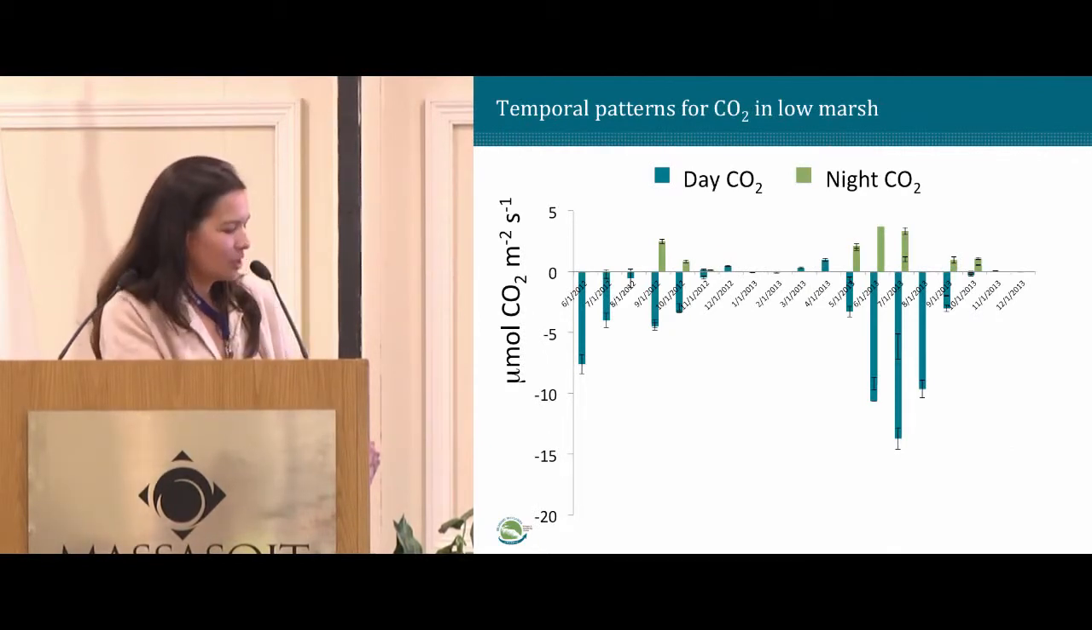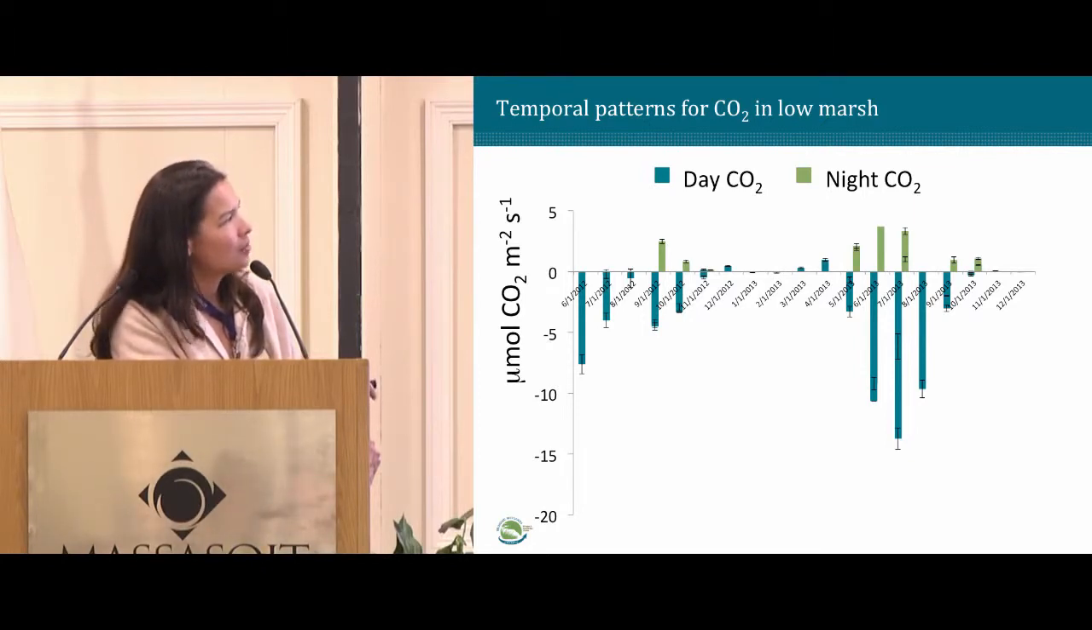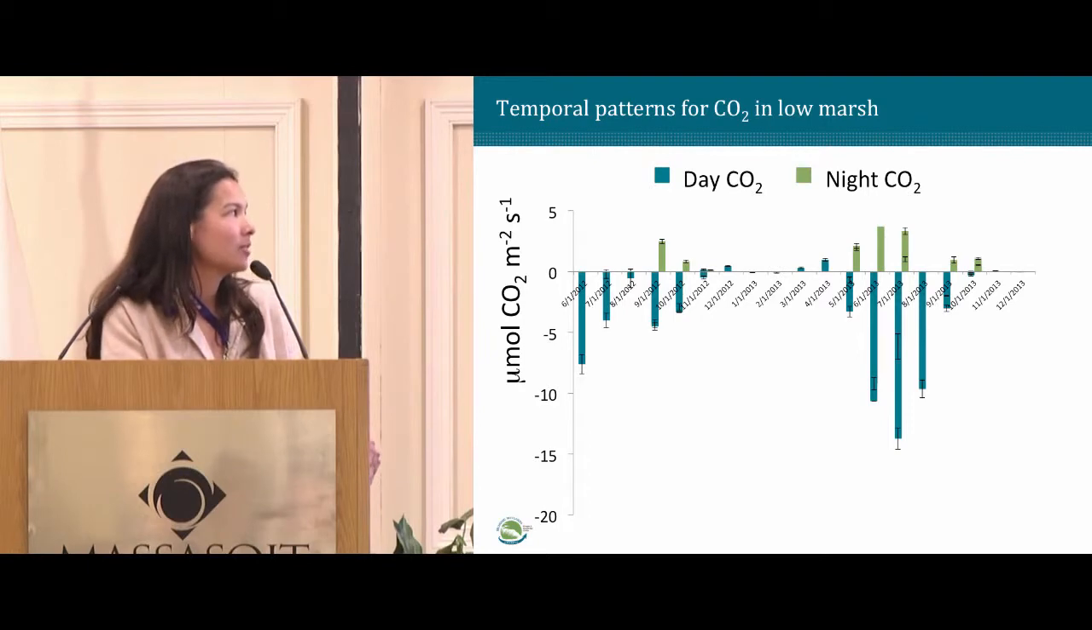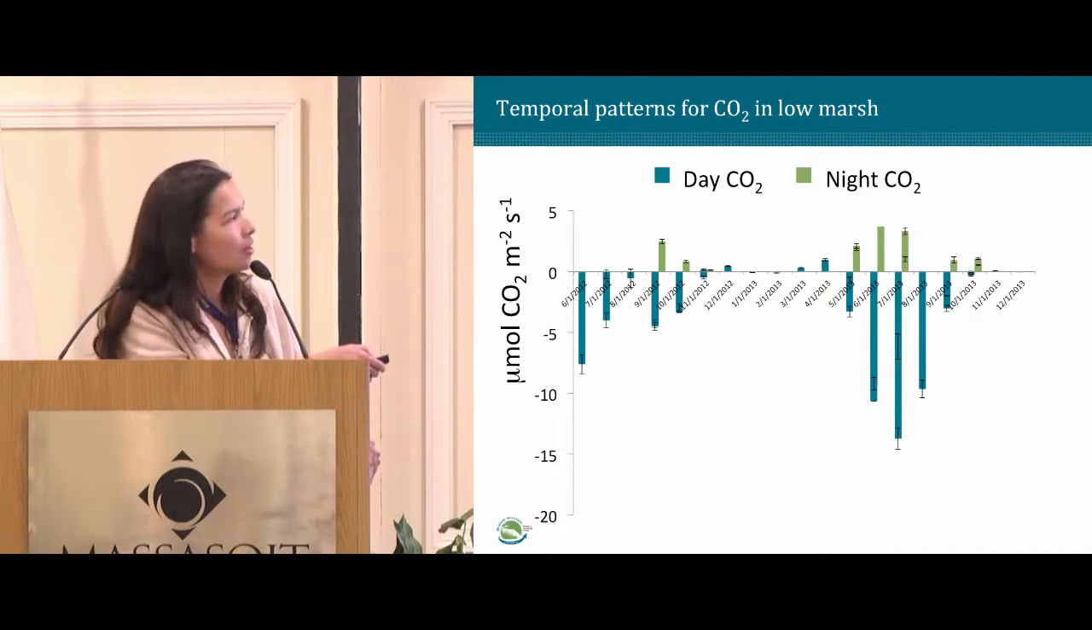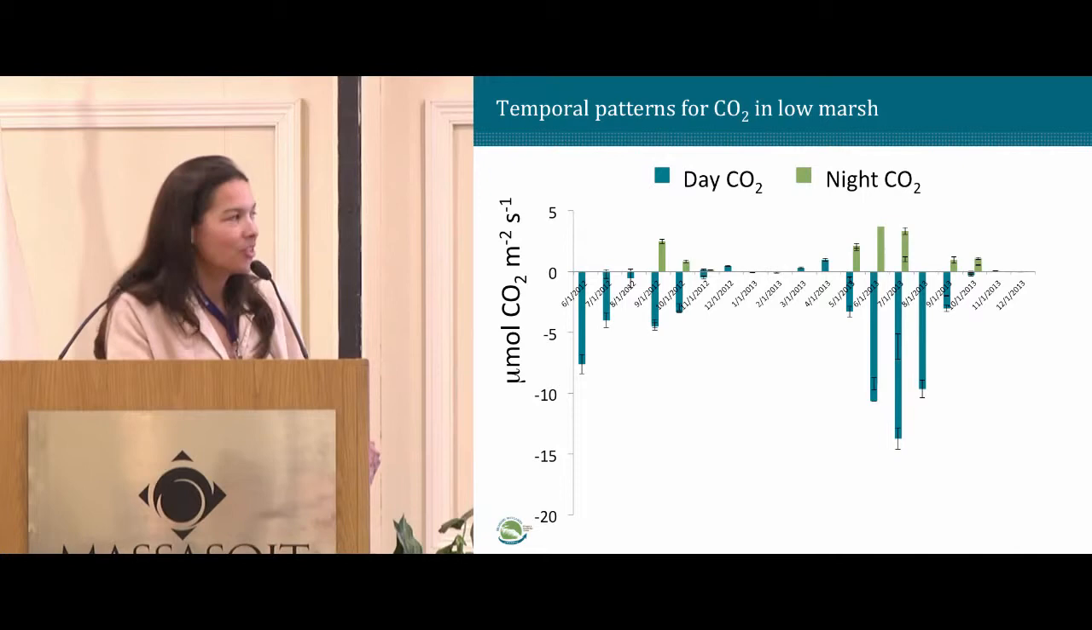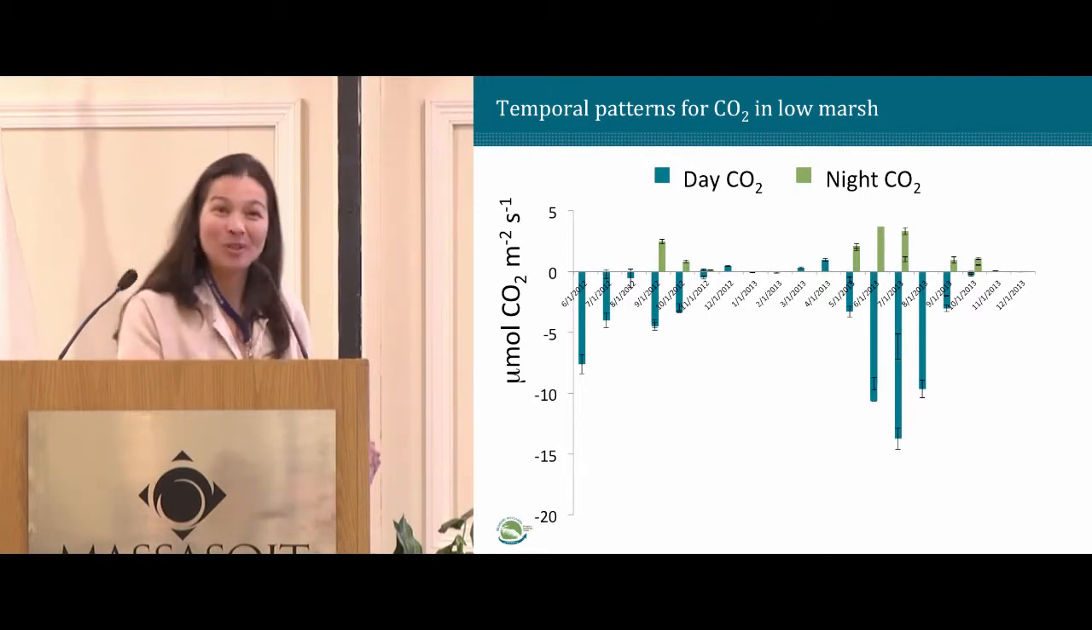What you're seeing in the blue bars are CO2 uptake rates that we've observed throughout a year from June to December. This is a winter period here in the middle. These are some of those bi-monthly measurements that were taken during daytime, and then the green bars are the corresponding values at night. And so what this is showing is that there is respiration at night.